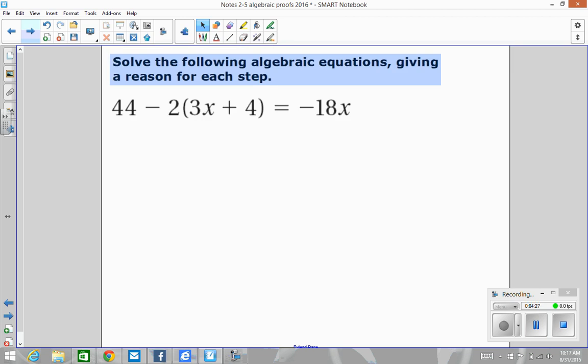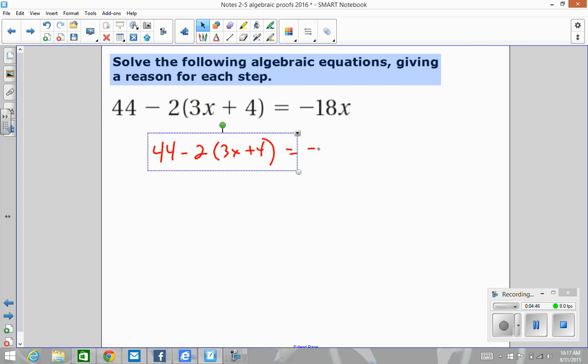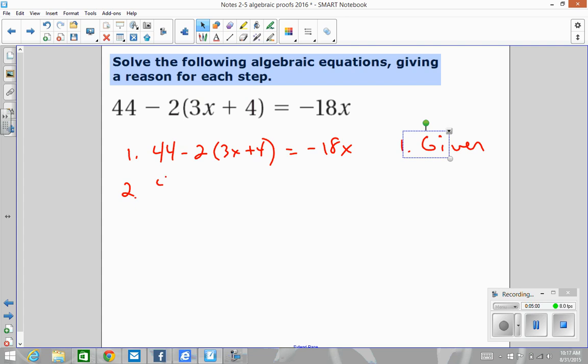All right, so this is an algebraic equation. And in an algebraic equation, you know how to solve this equation. But what we want to do is solve this one and show all the different steps. When we start this one, we always start out with the problem. This is the problem, and this is our first step. Our first step is always that we're given a problem. Now if we're going to solve this problem, our second step would be to distribute.